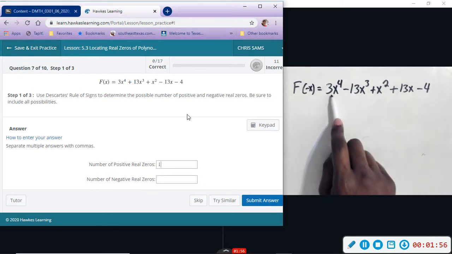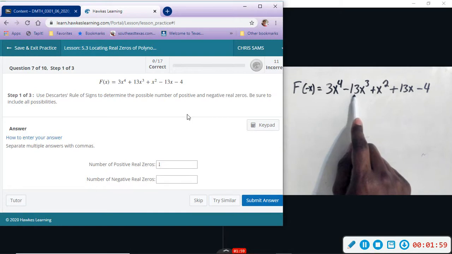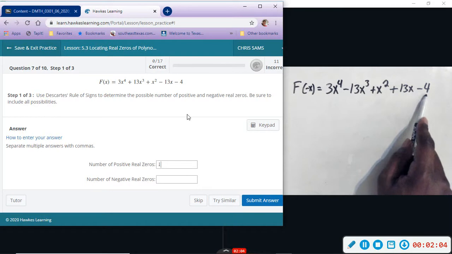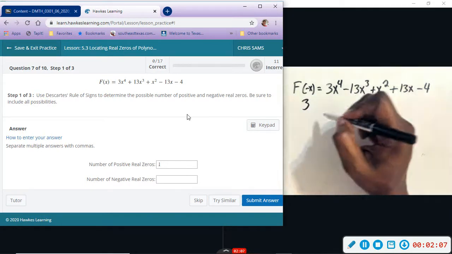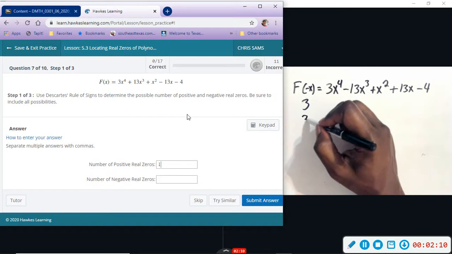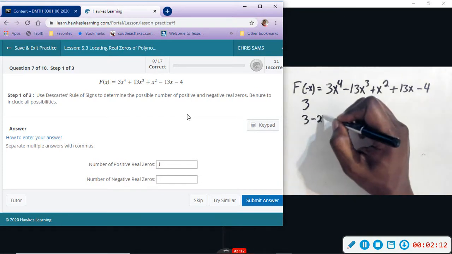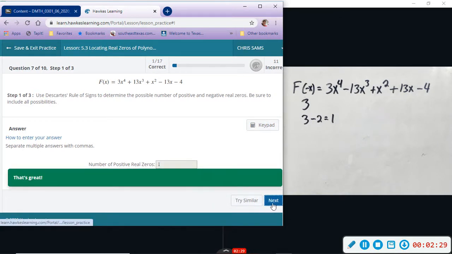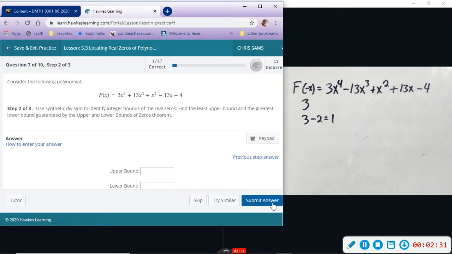Alright, so with the negatives, we have positive, negative, that's 1. Back to positive, that's 2. Still positive, that's 2. Back to negative, that's 3. So we have 3 sign changes, or possibly less than that by an even integer. So subtract 2, and that gives you 3 or 1 possible negative zeros. Alright, so we have 3 negative or 1 negative, and then 1 positive.